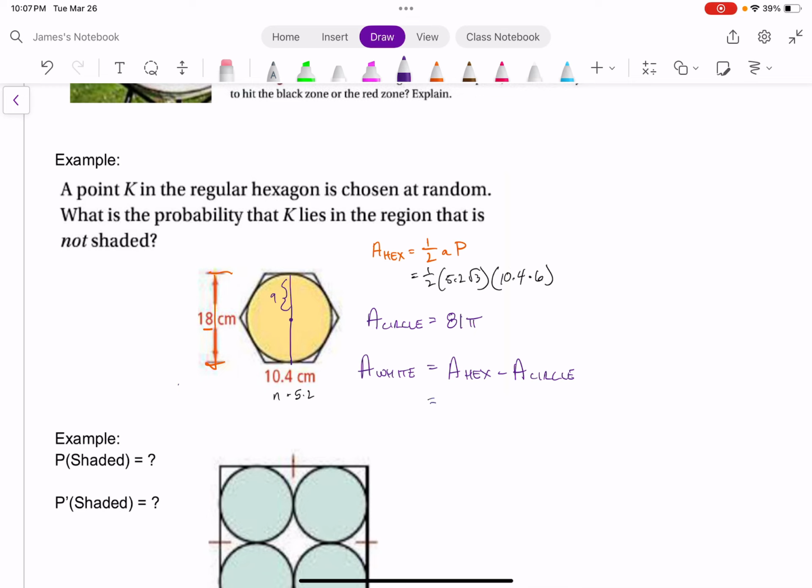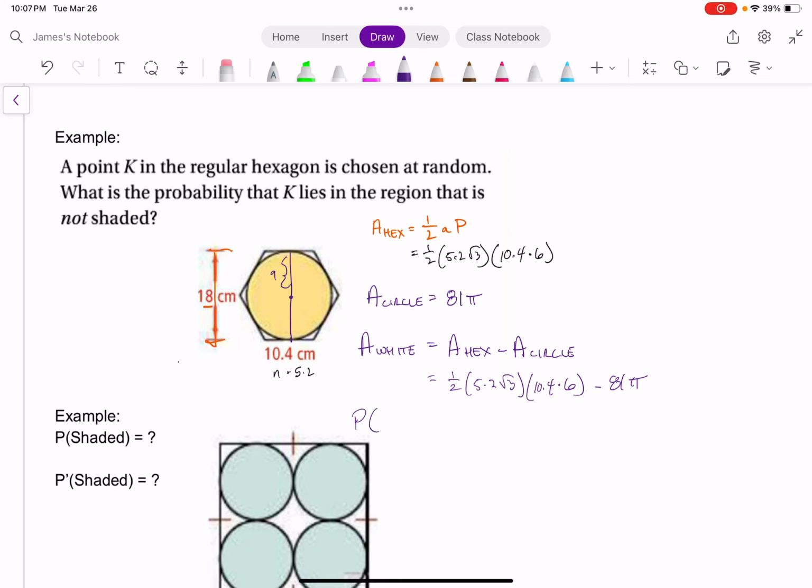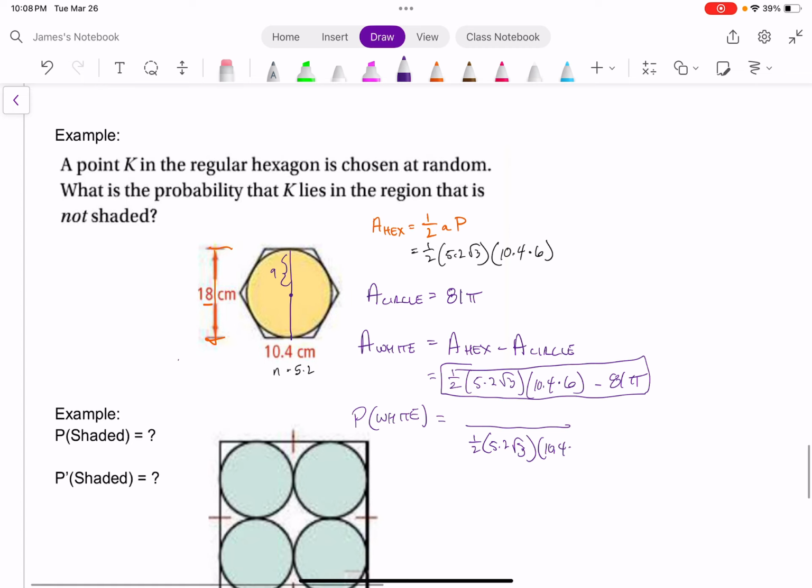So I'm going to take my calculator and do all this in a moment, but we'll take 5.2 radical 3 times the 10.4 times 6 value. That's the hexagon. And we'll subtract 81 pi from that. Okay, that's the area of the white. So if I want to know the probability of landing in the not shaded region, which would be the white, well, that would be this value here divided by everywhere that I could land, which would be the 1/2, 5.2, radical 3, 10.4 times 6.